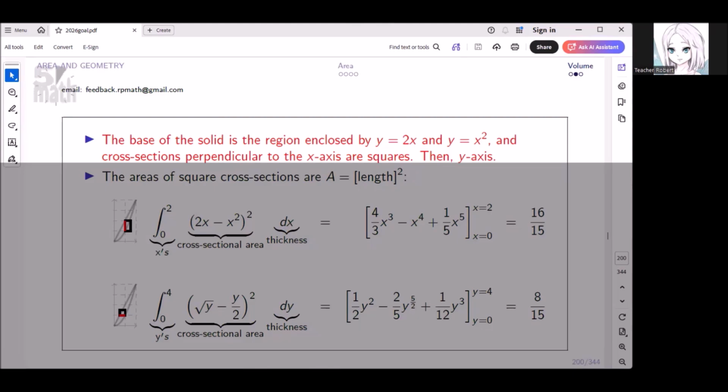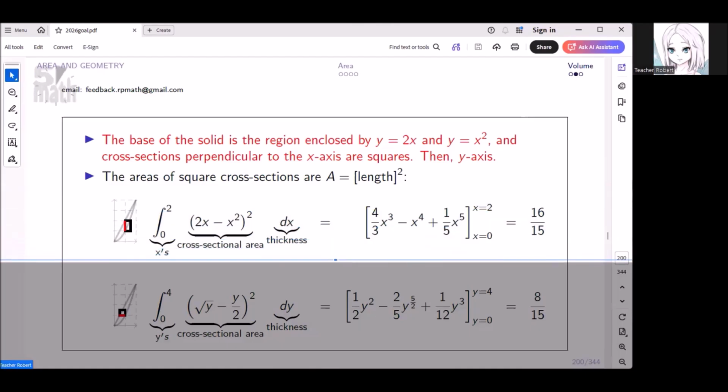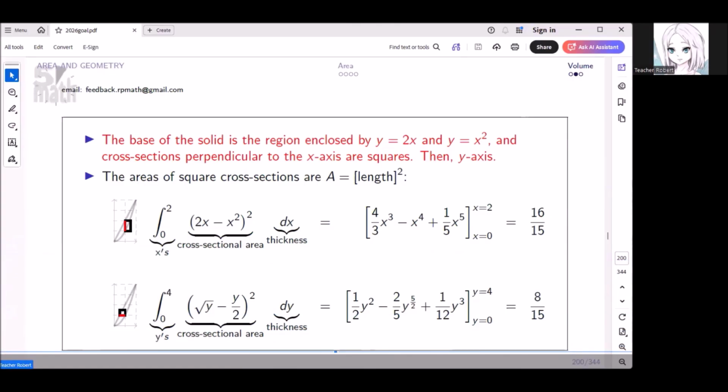The base of the solid is the region enclosed by y equals 2x and y equals x squared, and cross-sections perpendicular to the x-axis are squares, then y-axis. The areas of square cross-sections are A equals length squared. With dx, we get 16 over 15. With dy, we get 8 over 15.